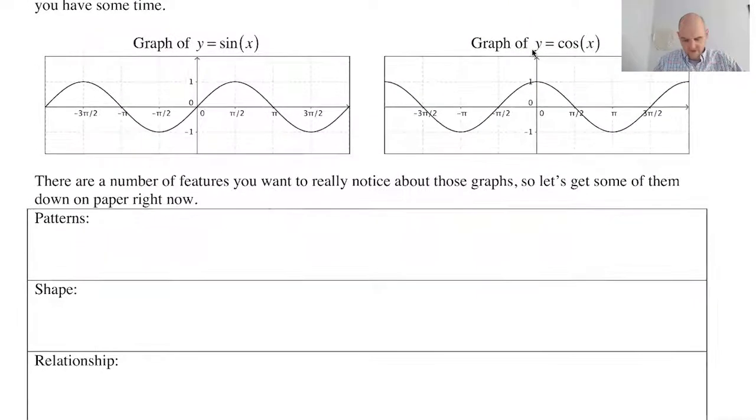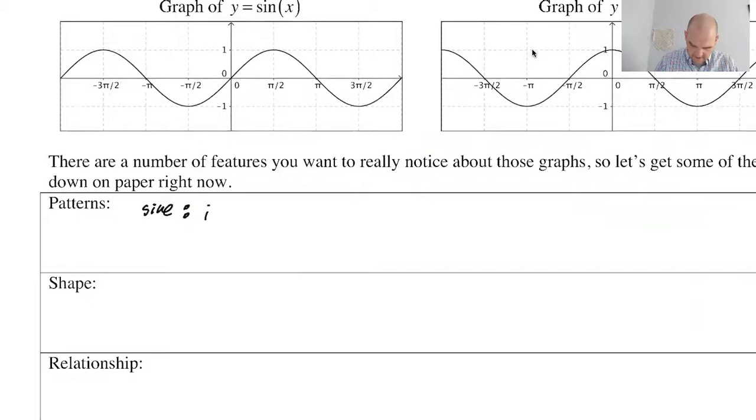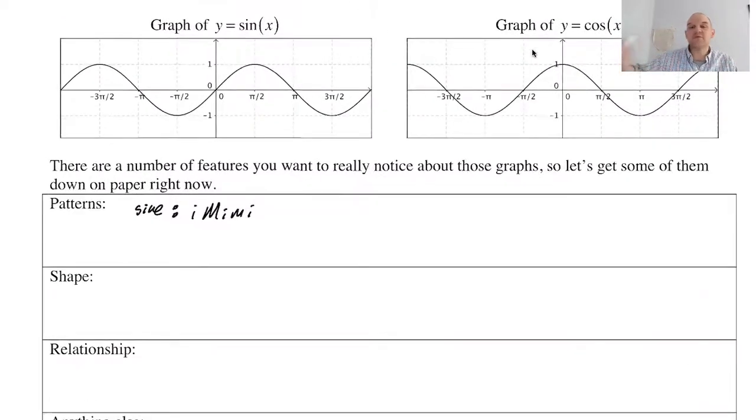So for patterns, let's start with sine. And when we talk about the pattern, we're always starting at 0, right? Because that's where sine starts. That's where the unit circle starts. And it's really based on the unit circle. So I'm going to say the pattern is I, M, I, M, I. And then it just keeps repeating forever, right?